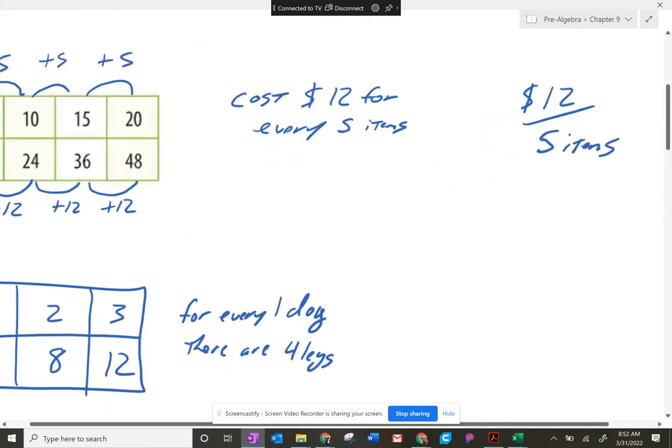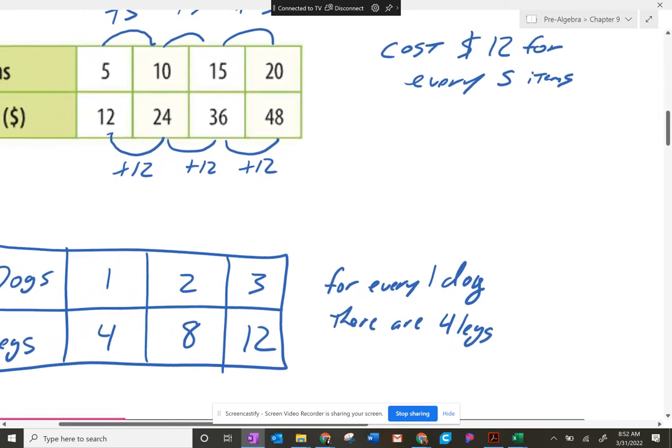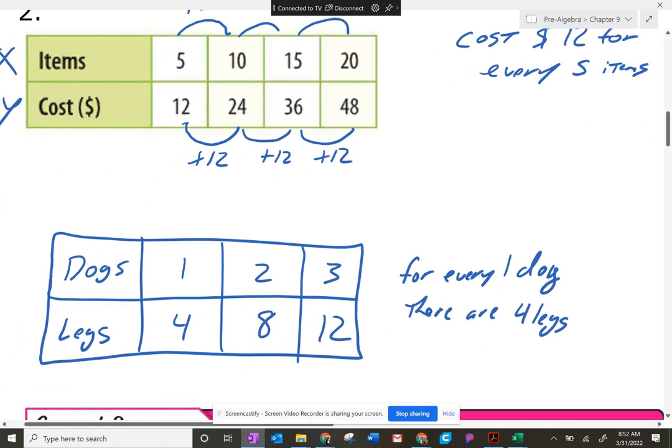This last one, how would I write for every 1 dog, there's 4 legs? I want you to write down that rate of change. Again, this should be my X value. This one should be my Y value. I'm going to walk by. I just want to see that you write this one down. Write down the rate of change for my dogs and their legs. Should be written as a fraction.